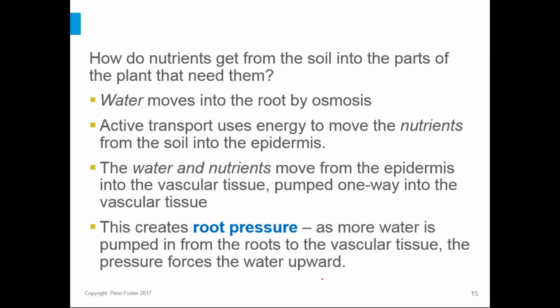So one of the jobs of roots is to take in nutrients and water. So how do nutrients get from the soil into the parts of the plant that need them? Well, water moves into the root by osmosis. So we learned about that in an earlier chapter. If there's a higher concentration of water outside the cell than inside of the cell, the water will move inward. The nutrients, active transport is a way to use energy to move the nutrients from the soil into the epidermis. So active transport was also in an earlier chapter.